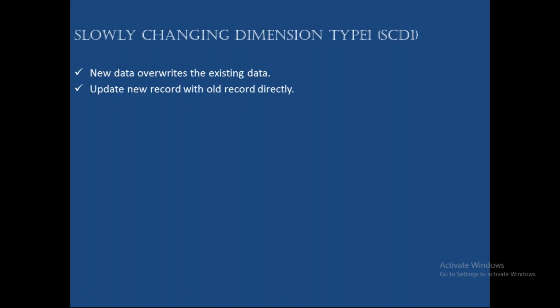Next, update new record with old record directly. Understood? New record with old record directly means you have an old record, that is one Rama Bangalore, and now you are updating directly to one Rama Hyderabad. Next, this keeps only current data and does not maintain historical data. What is the historical data? The one Rama Bangalore record, you are not storing. You are just removing that historical data. History you are not storing, and you are maintaining only the current data. You are just replacing the old data with the new data.